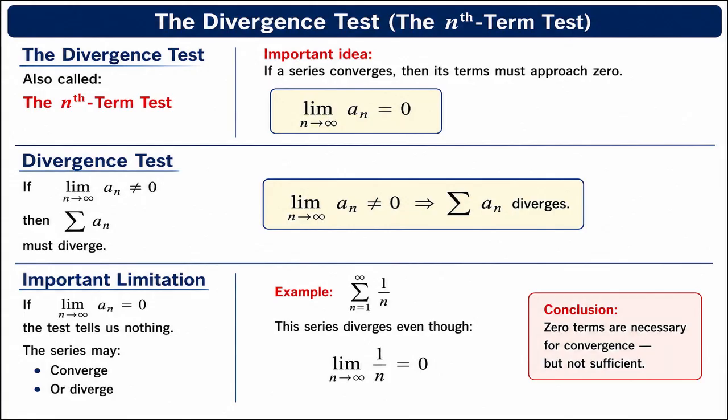But there is an important warning. If the limit equals 0, this test tells us nothing. The series may converge or it may still diverge. For example, the harmonic series diverges even though the terms themselves approach 0. So the divergence test is very useful because sometimes we can decide very quickly that a series diverges.